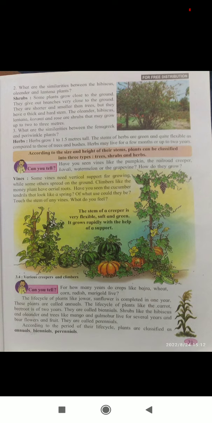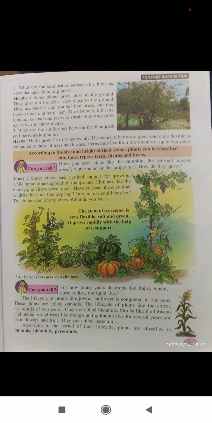Vines. Some vines need vertical support for growing, while some others spread on the ground. Climbers like the money plant have aerial roots. Have you seen the cucumber tendrils that look like a spring? Of what use can they be? Touch the stem of any vine. What do you feel? The stem of a creeper is very flexible, soft and green. It grows rapidly with the help of support.